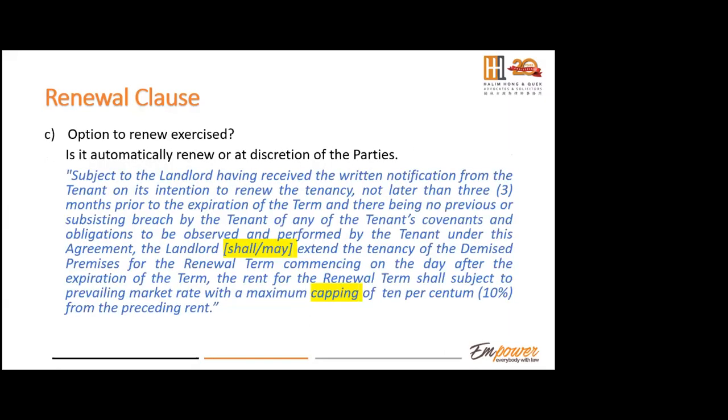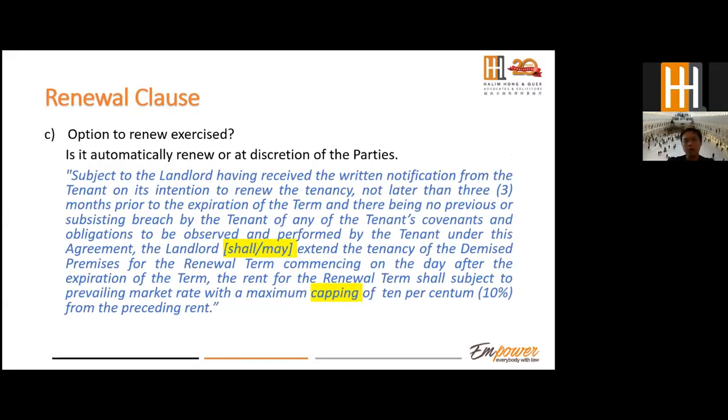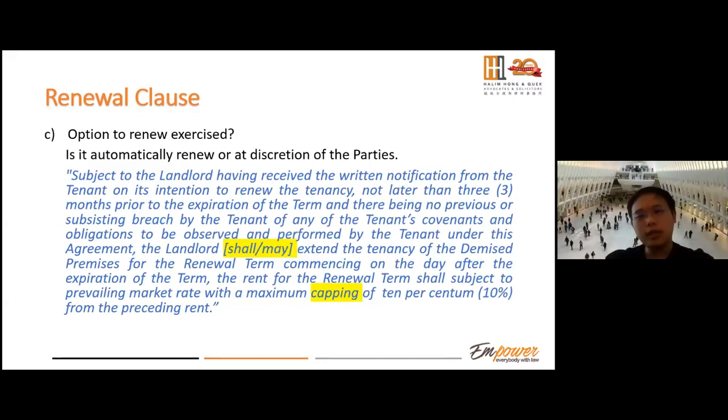All right. Then the option to renew exercise. This is very important because it can be automatically renewed or at the discretion of the party. So this is a sample clause. You can see here, subject to the landlord having received the return. Then I have highlighted 2 things. In this clause, we have all the 3 elements. The most important thing is you can see whether the landlord shall or may extend the tenancy. So this is very important.